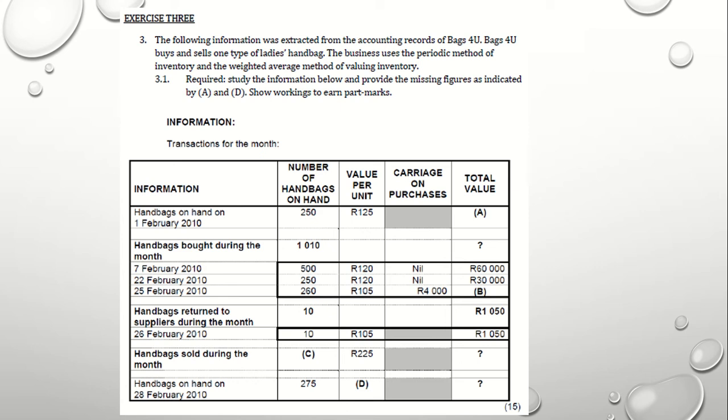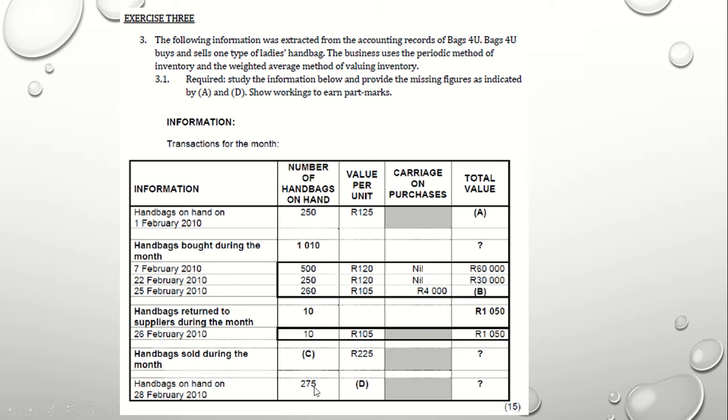So basically, when you calculate the cost price of the returns, remember not to include carriage on purchases. I've seen some questions that actually include carriage on purchases. I don't know why they do that, because you cannot claim back the money that you paid for carriage when those goods were delivered to your warehouse.